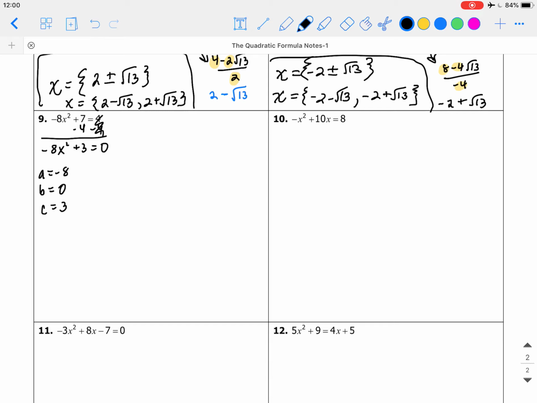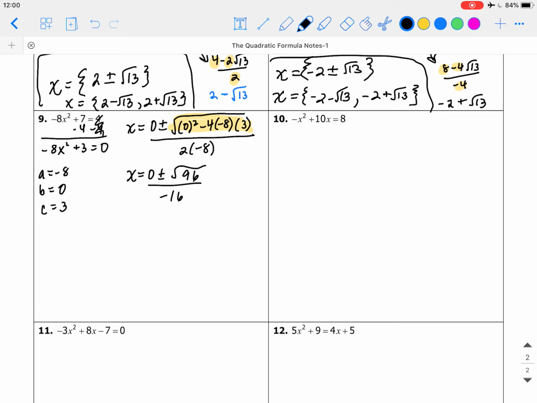So let's go ahead and simplify this. I have my x is equal to the opposite of b, which is still 0, plus or minus the square root of b squared, which is 0, minus 4a, which is negative 8, c, which is 3, all over 2a, which is 2 times negative 8. Okay, so let's simplify what we have under this radical. So I have x is equal to 0 plus or minus, and what does this nonsense simplify to be? 96. So I got 96 all over, and 2 times negative 8 will give me a negative 16.